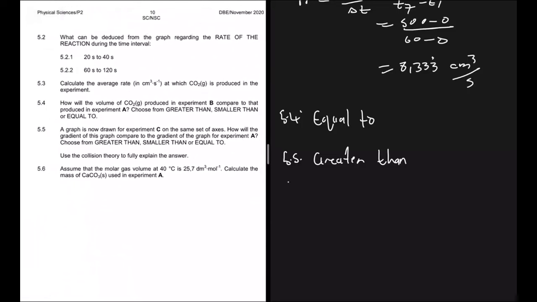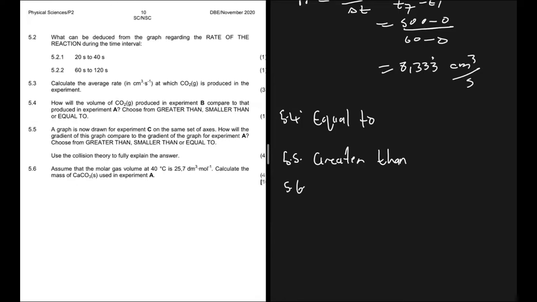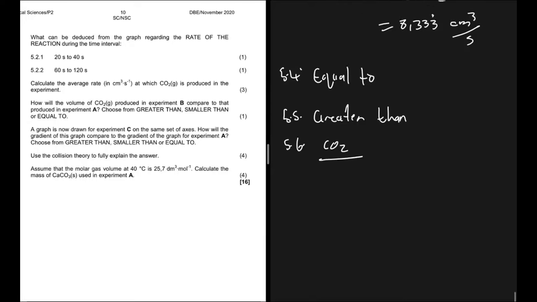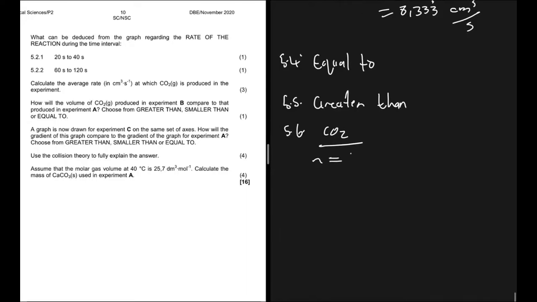And then now we can move to 5.6, which says assume that the molar gas volume at 40 degrees Celsius is 25.7 decimeter cube per mole. Calculate the mass of CaCO3 used in experiment 1. So the information we have is about CO2, right? So if we determine the number of moles of CO2, then we will use the balancing coefficients to determine the number of moles of calcium carbonate, and ultimately calculate the mass, right? So we can say the number of moles of CO2 is equal to the volume divided by the molar gas volume. So what is the volume of CO2?